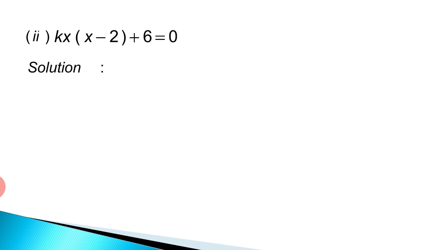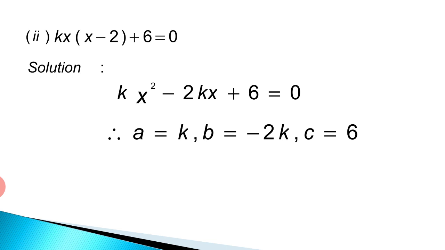Now next question. kx into x minus 2, plus 6 is equal to 0. So solution. We expand the bracket first and bring the equation in standard form, that is ax square plus bx plus c is equal to 0. Now here after expansion, kx into x will be kx square minus 2kx plus 6 is equal to 0. So what is a here? a is k, b is minus 2k, c is 6.